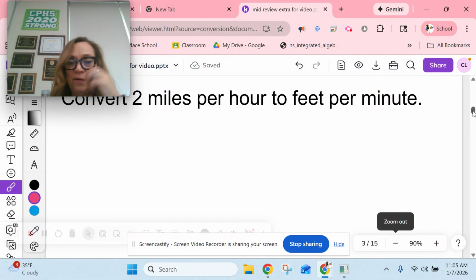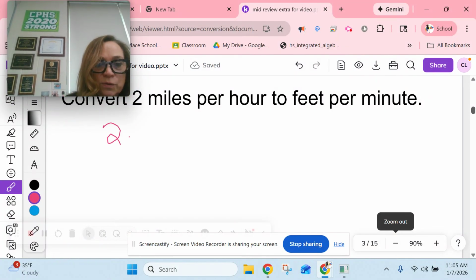Convert 2 miles per hour to feet per minute. Okay, so I'm going to start with 2 miles in 1 hour.